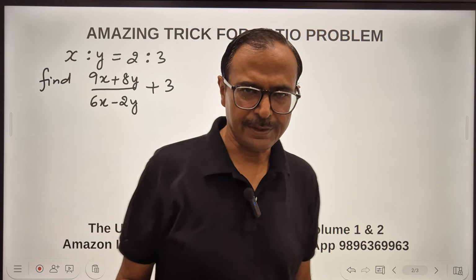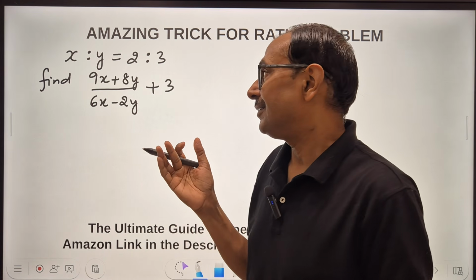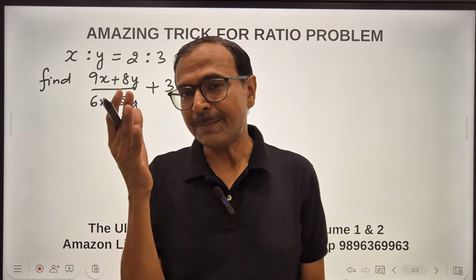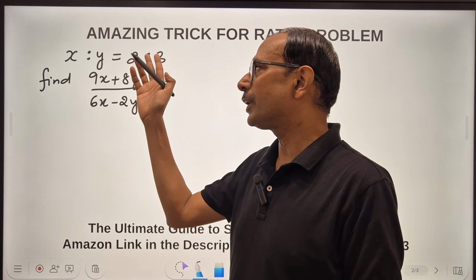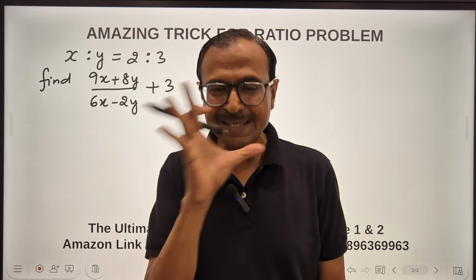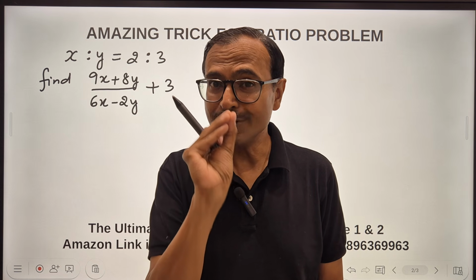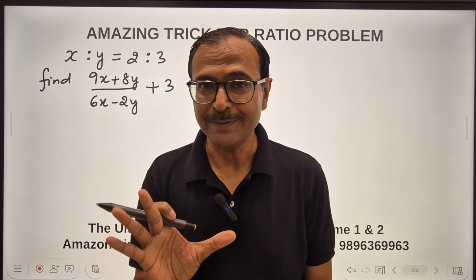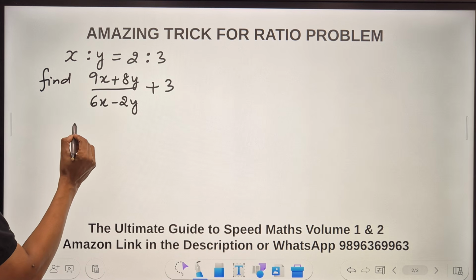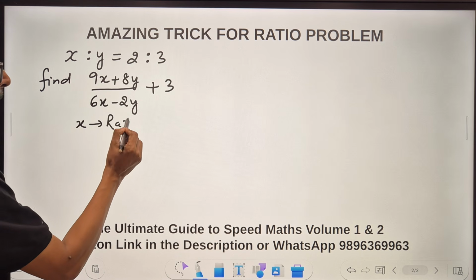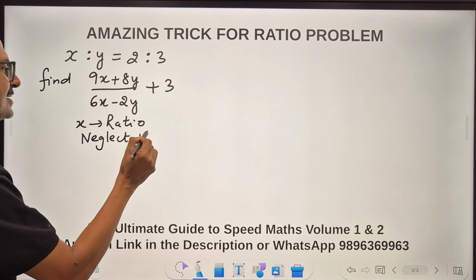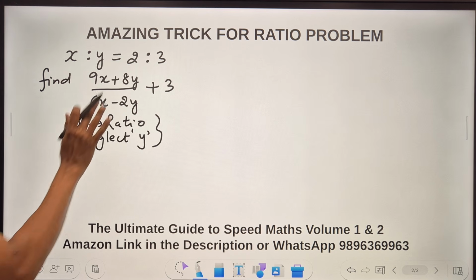Now, what do you do here? See, obviously, most of the students, who are doing traditional methods, they will be putting x equal to 2k and y equal to 3k and then solving. But one step skipped saves some crucial seconds, and that's what I'm going to do here. So what transformation we have to do? Just replace the x by the given ratio and neglect y. Now this is the two transformations which you have to make in the question.